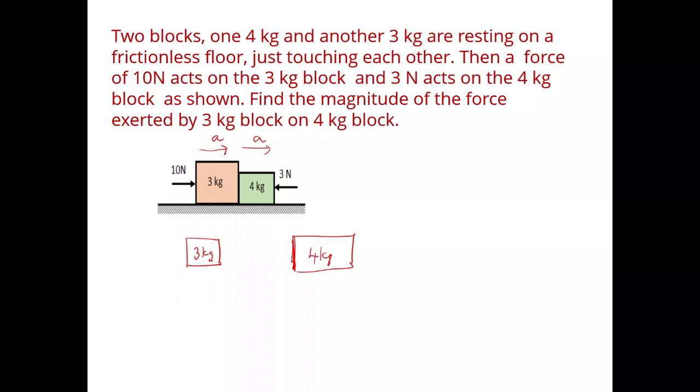Definitely, its weight. If you take g as 10 meter per second square, what will be the weight? 30 Newton. Of course, as long as it's resting, vertical forces are balanced. So there will be a normal reaction, N1, equal and opposite to 30 Newton, so there is no vertical force. Similarly for the 4 kg block, the normal reaction N2 and the weight of 40 Newton are equal and opposite, so there is no vertical force.